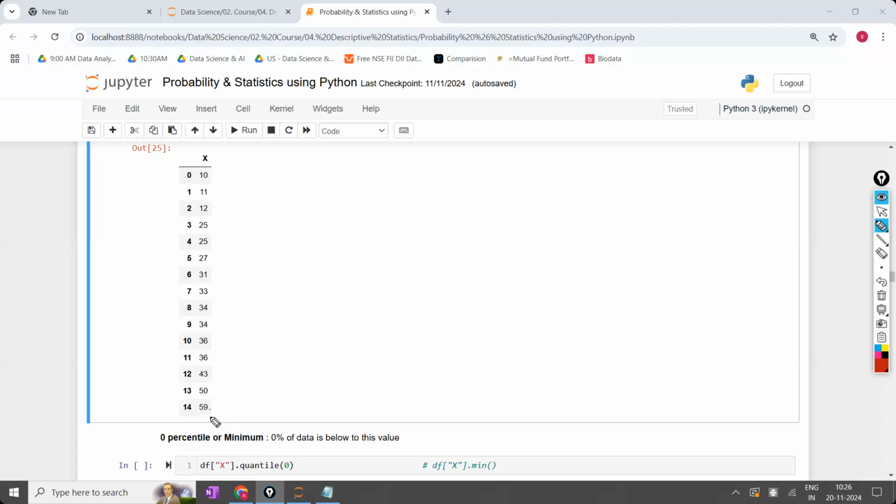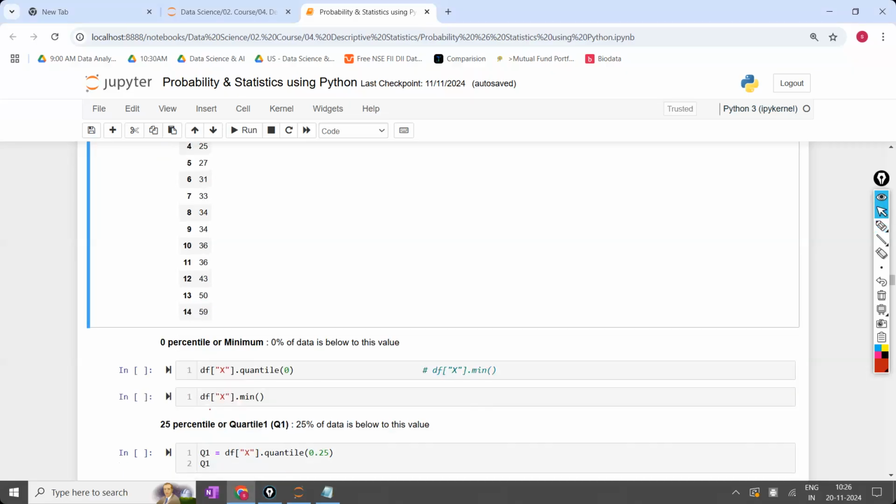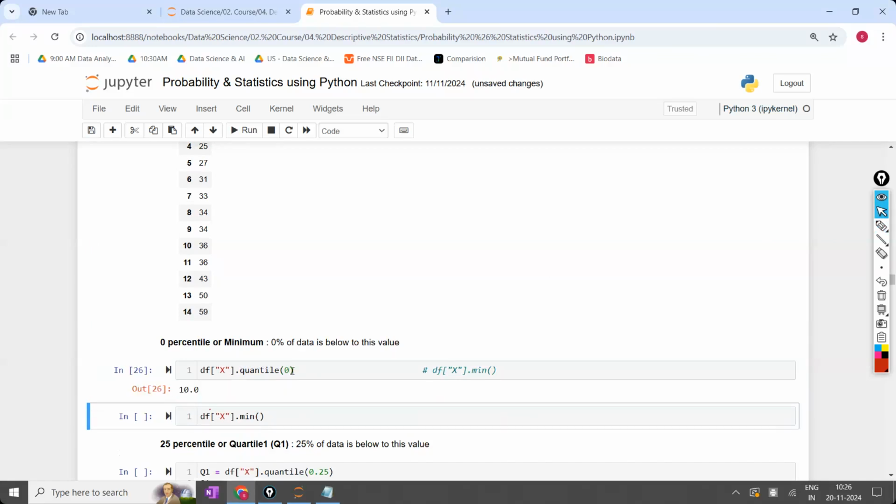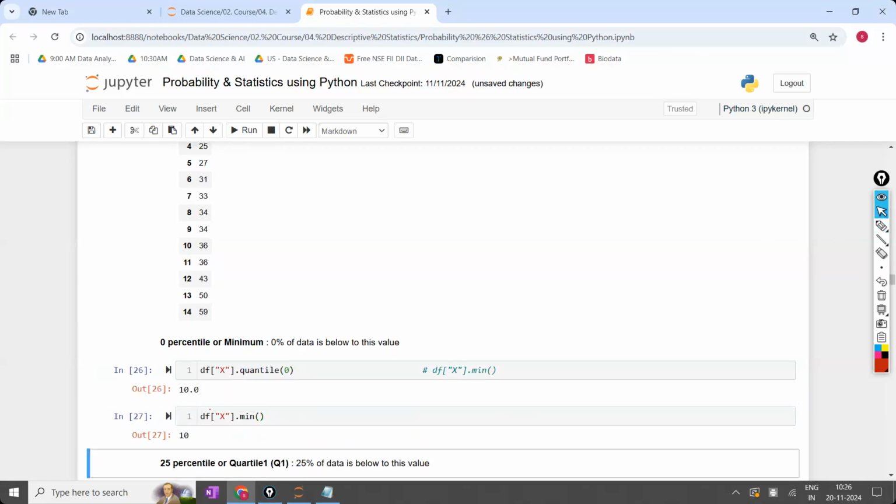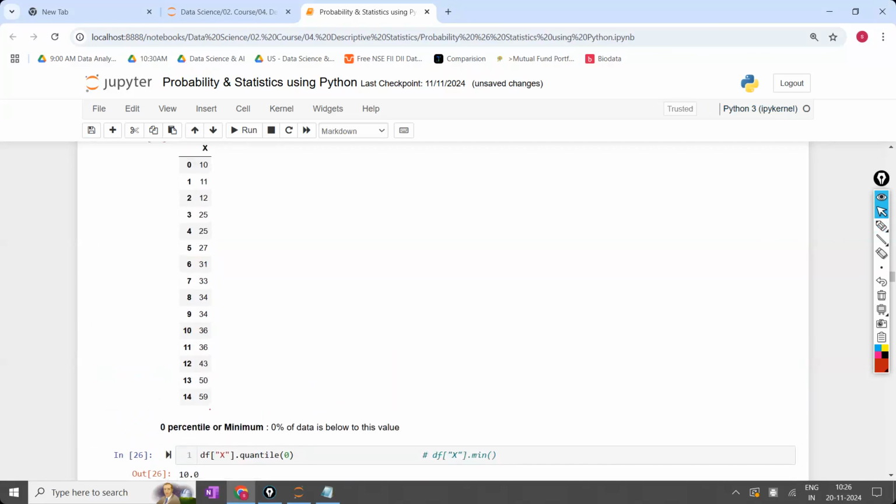Now, 0 percentile means 0% of data is below this. So how to calculate the percentile? Quantile of 0. The function name is called quantile. Quantile of 0 will give you the 0 percentile value, or minimum value. 0 percentile means 0% of data is below you. How many data points are below you is called percentile.